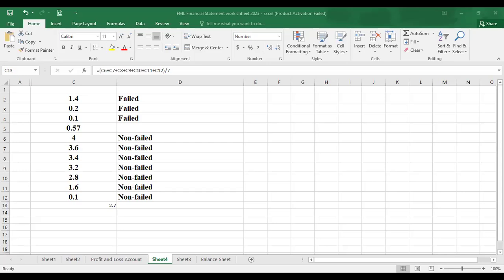or non-failed. Because we are using just one ratio, it is called a univariate analysis. We are just using one particular ratio to do that. Please, you get the univariate.